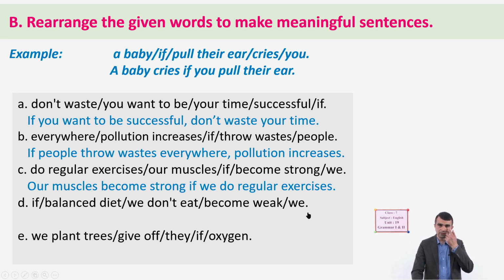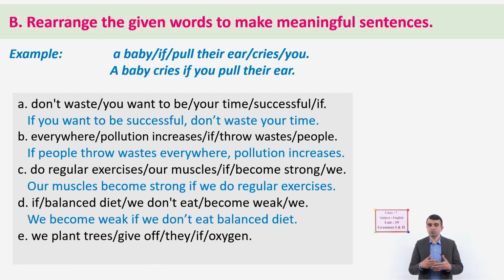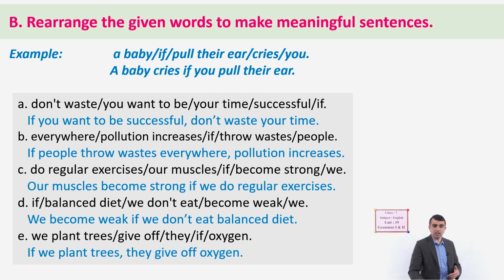Okay, try it. We become weak if we don't eat a balanced diet. Or if we don't eat a balanced diet, we become weak. That is also possible. Either you can write the if condition first, or later. Now, finally: we plant trees, give off they if oxygen. Let's start with if. If we plant trees, they give off oxygen. Very good, you can do very well.